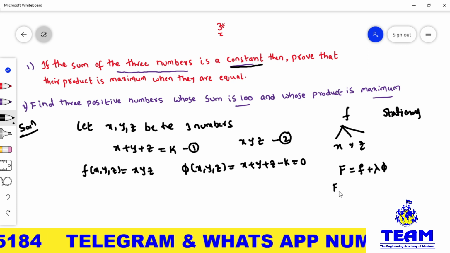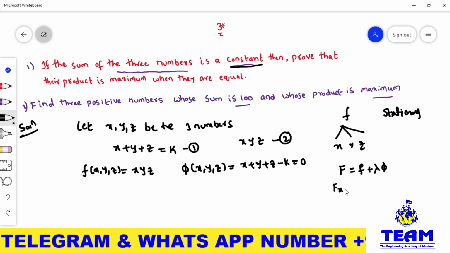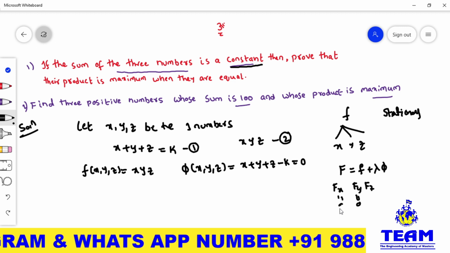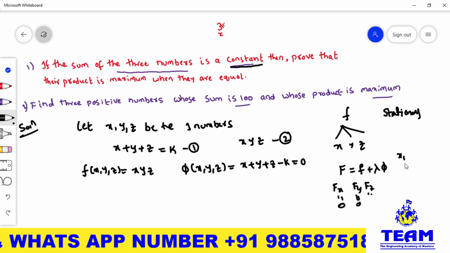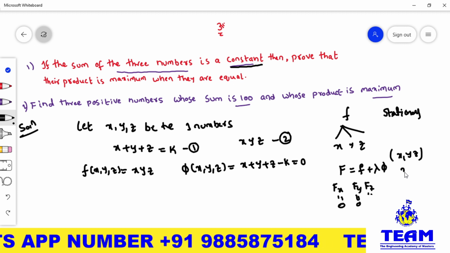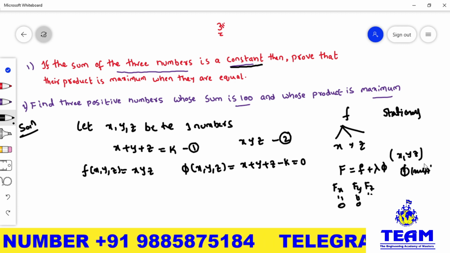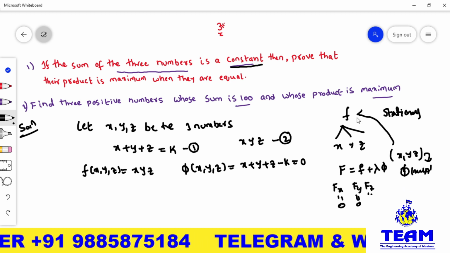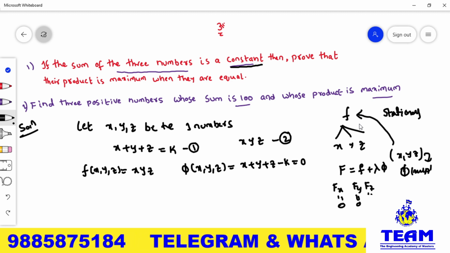Stationary points means we have to differentiate F partially with respect to the independent variables. How many are there? Three variables. So find Fx, Fy, Fz and equate them to 0. If you solve these three equations, you will get the relation between x, y, z. After getting the relation, to get the x, y, z values, we substitute in phi of x, y, z. Later you substitute these values in the function, and then you will get either a maximum or a minimum. That is the procedure, friends.